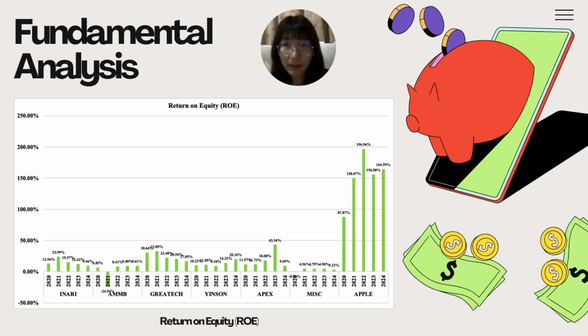Apex Healthcare also recorded an impressive 43.3% in 2023, driven by a one-off disposal gain. Meanwhile, Inari and Greentech show declining trends from earlier highs, reflecting the margin pressure in the semiconductor sector. Lastly, AMMB and Instant improved steadily, rebounding from their earlier losses.